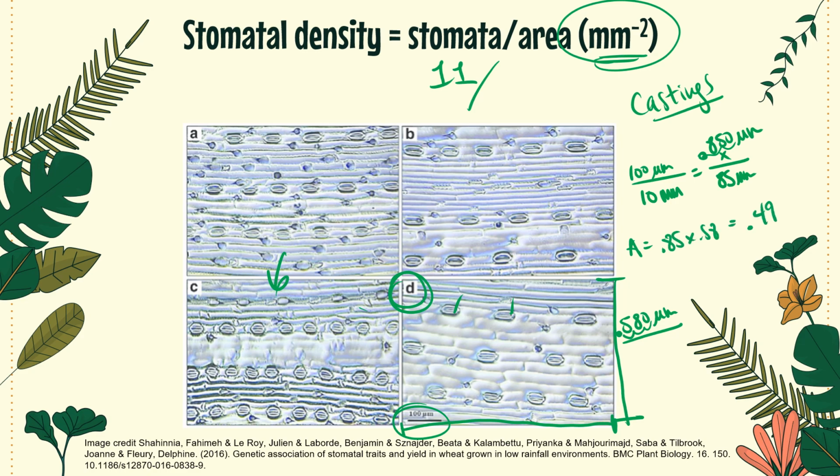That's 0.493 square millimeters. And so when I do 11 stomata divided by 0.493 square millimeters, I'm going to get a grand total of 22 point lots and lots of decimal places. I'm going to round to just these two significant figures, 22 stomata per square millimeter. That negative exponent means that we are dividing.